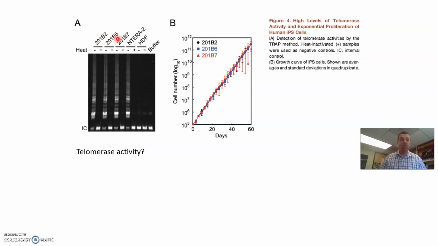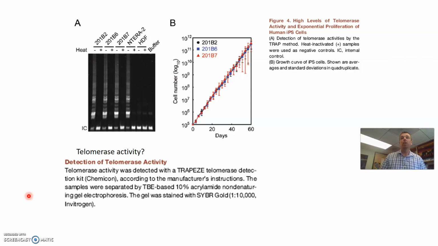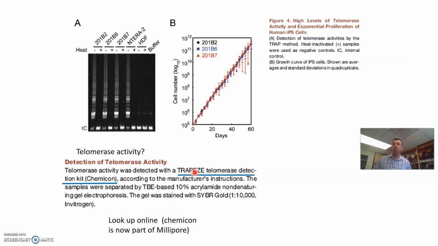All right, so our cell lines have telomerase activity, the embryonic stem cells have telomerase activity, the HDF do not. But if I'm really going to understand this, I need to understand this TRAP method. So this is where I would go to the methods and figure out what the heck they're doing here. In the methods, there's a section called detection of telomerase activity. Telomerase activity was detected with a TRAPeze telomerase detection kit, according to the manufacturer's instructions. All right, well, I need to look up that kit then. Chemicon actually is now a part of Millipore, but I can look up that kit, and in fact, I've done so. I'll show you in a second here.